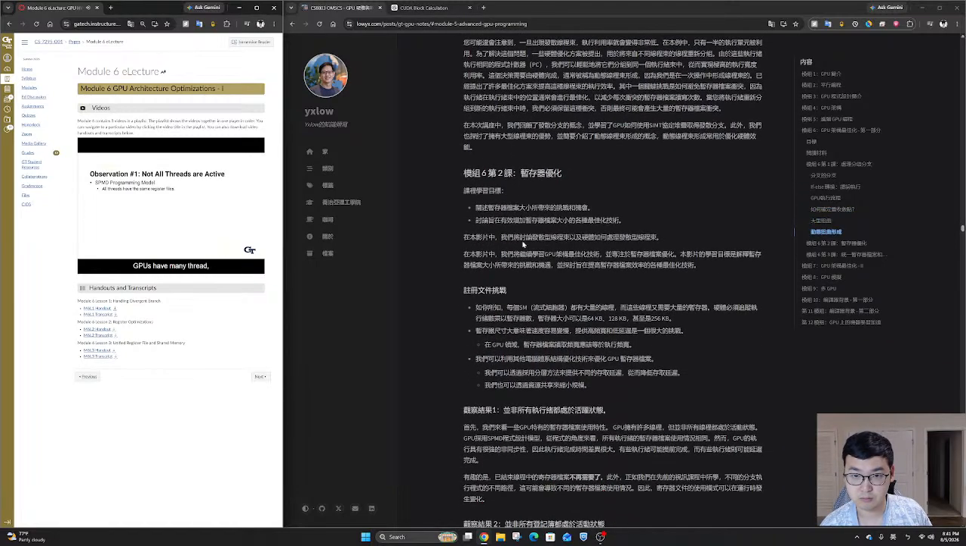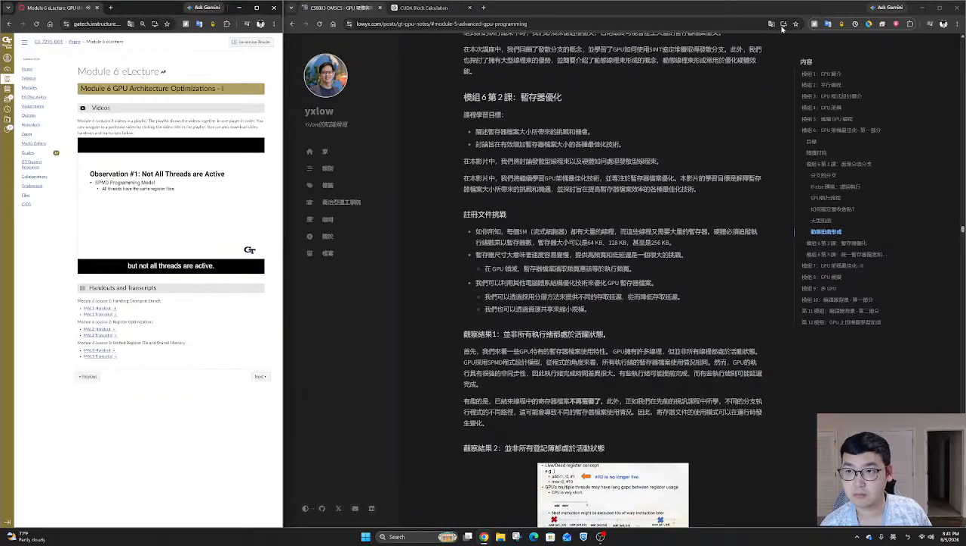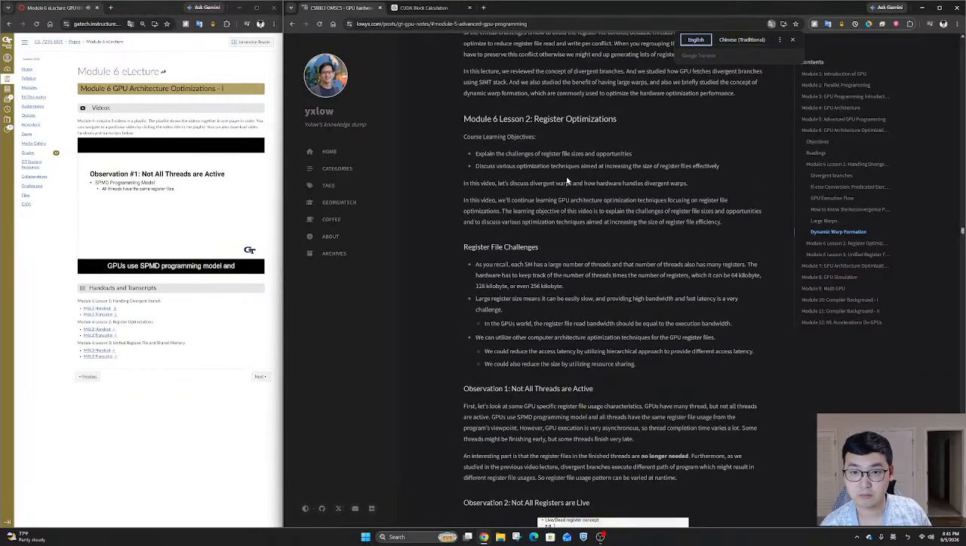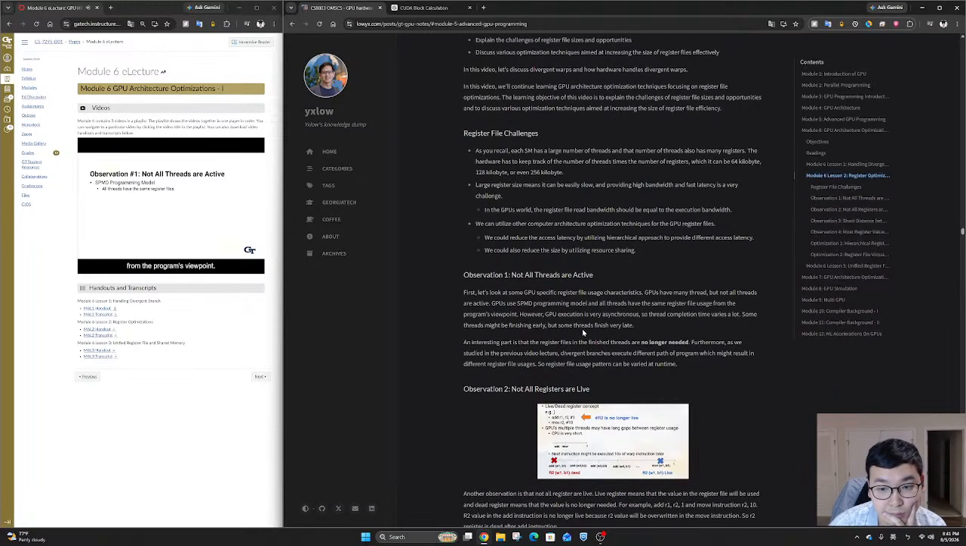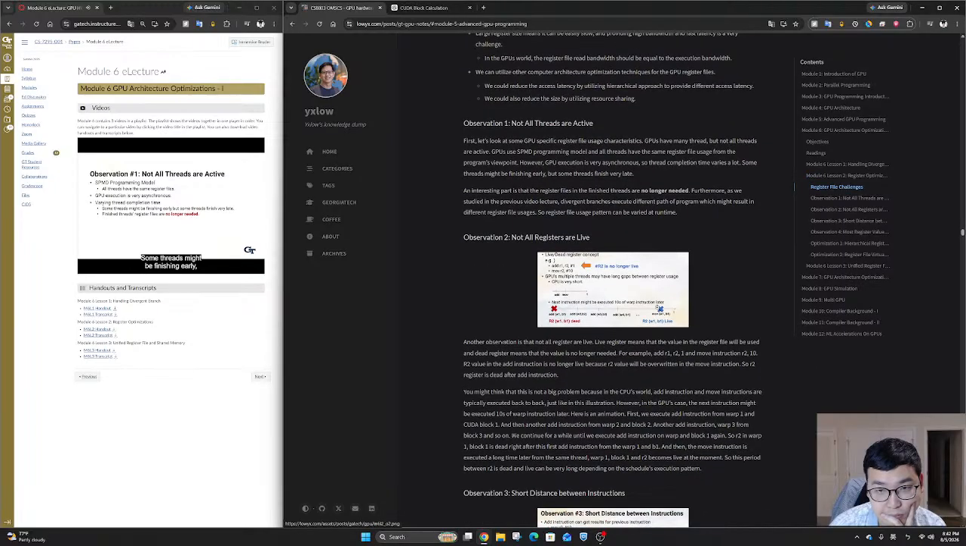GPUs have many threads, but not all threads are active. GPUs use the SPMD program model, and all threads have the same register file usage from the program's viewpoint. However, GPU execution is very asynchronous, so thread completion time varies a lot. Some threads might finish early, but some threads finish very late. An interesting part is that the register files in the finished threads are no longer needed.